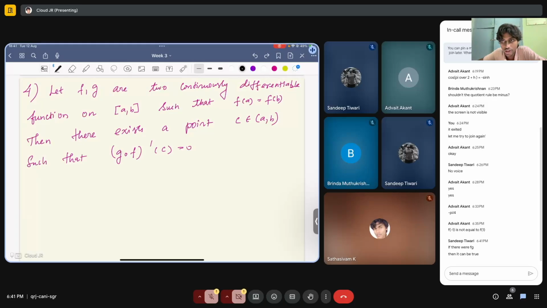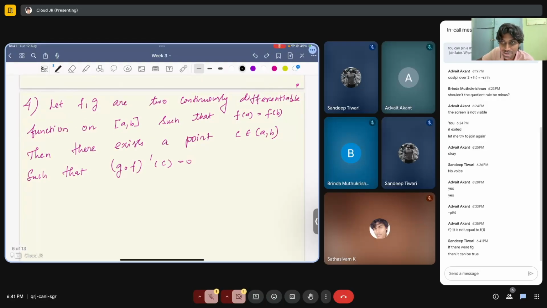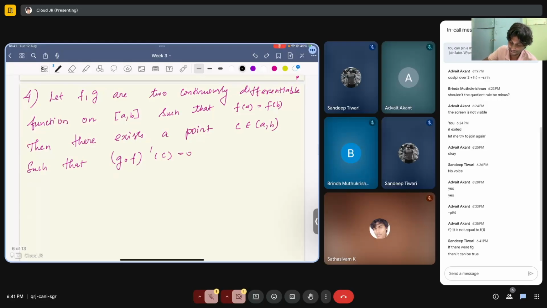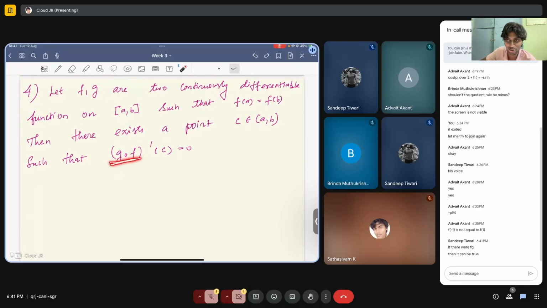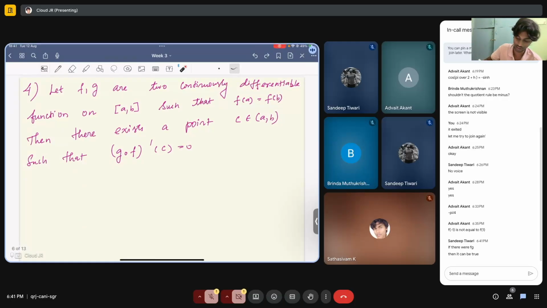F compose G, you're telling it can be true. Okay. Well, let's see whether it's F compose G or G compose F, we'll figure it out. I mean, it doesn't matter if the question is wrong. I don't think the question is wrong, but even if it's wrong, it doesn't matter. But I think this is the correct one. You will see why it is the case.